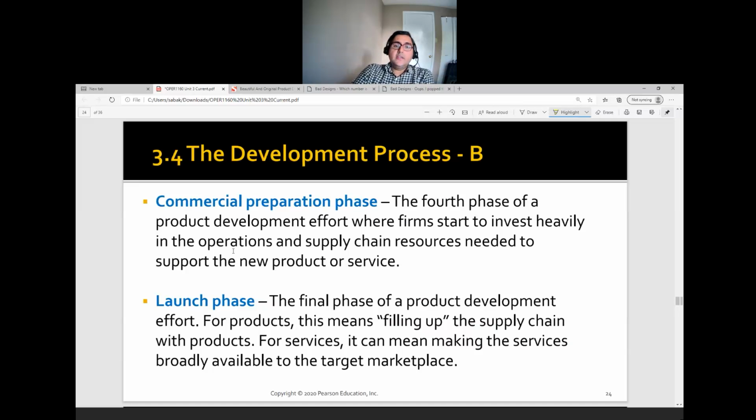The commercial preparation stage is the fourth stage, wherein the focus is heavily on investment in operations and supply chain, as well as on the different marketing aspects, like I said about advertising and telling potential customers that you are coming up with a new product or service. Launch is the final step, in which you are launching your final product. So these are the 5 things which we have already discussed, CPDPL.